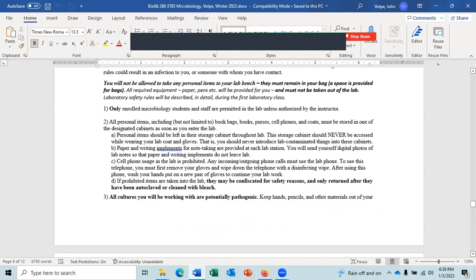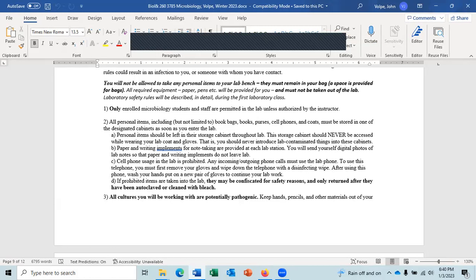Generally, only enrolled microbiology students and staff are permitted in a microbiology lab unless authorized by the instructor. All personal items should be in your book bag: your books, the purses, cell phones, coats. All of that stuff should be stored in a cabinet that we call a cubby hole. And that will be right as you walk in the door of the lab.